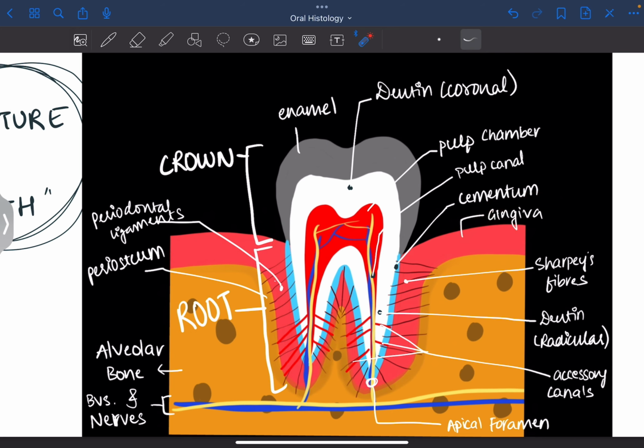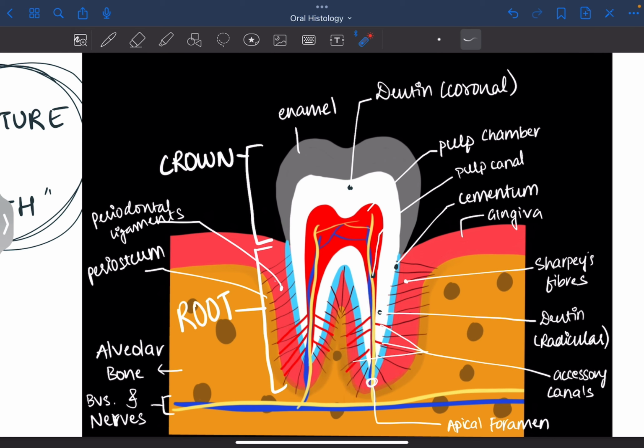The next thing we see is Sharpey's fibers. These Sharpey's fibers originate from the cementum and embed itself in the periosteum of the bone. What Sharpey's fibers do is maintain the position of tooth in its place, hold the tooth in its position. We can also see some accessory canals. See, this is the root canal and there are some accessory canals coming out of it. These are also called lateral canals.